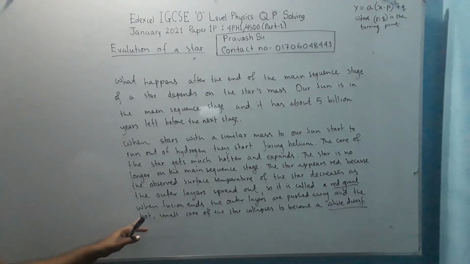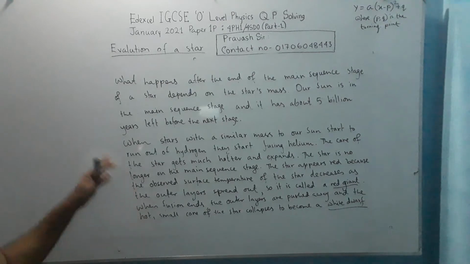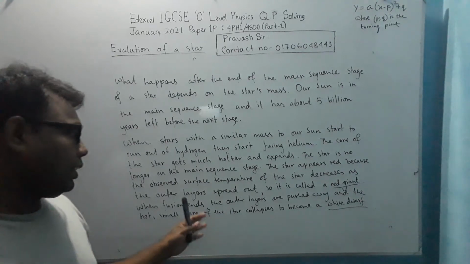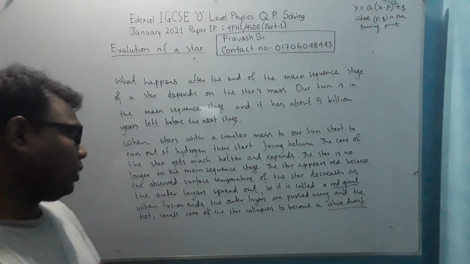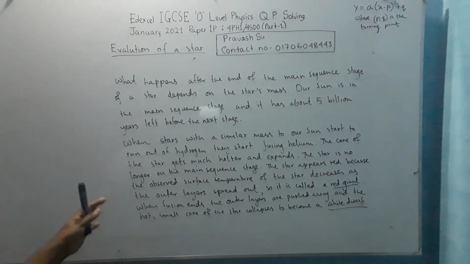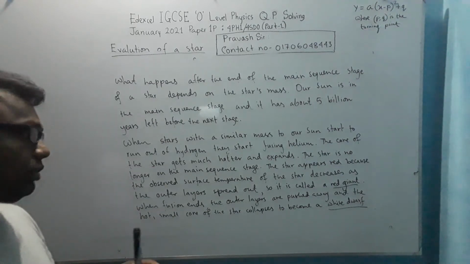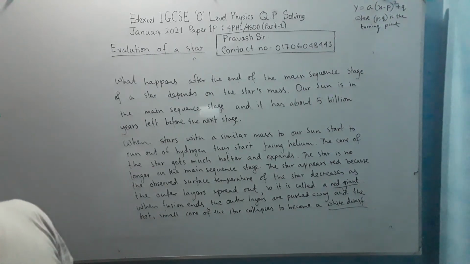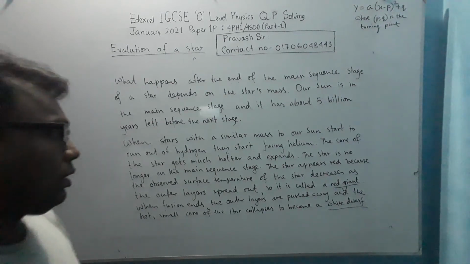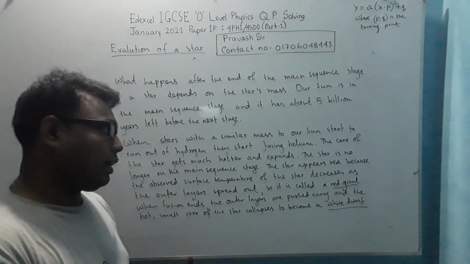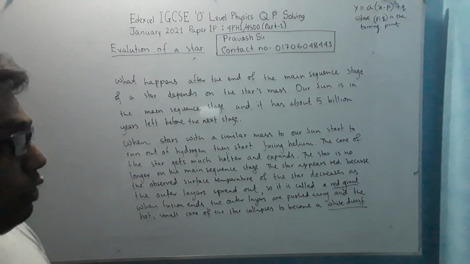After that, when the fusion of helium ends, the outer layers are pushed away and the small core of the star collapses to become a white dwarf. So the stage next to the red giant stage is the white dwarf.